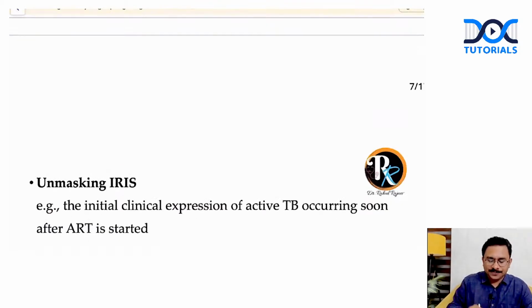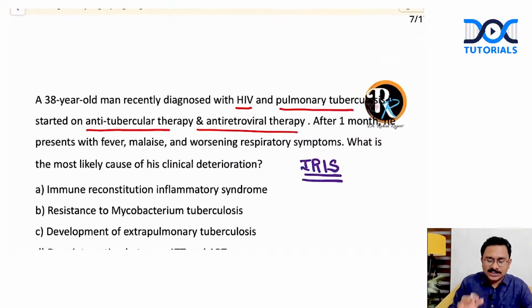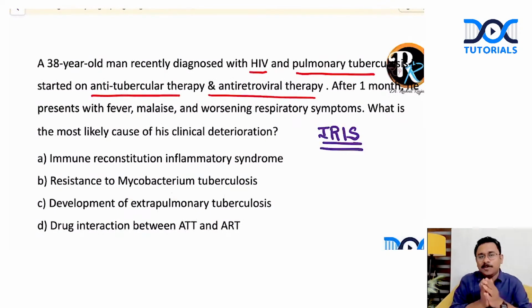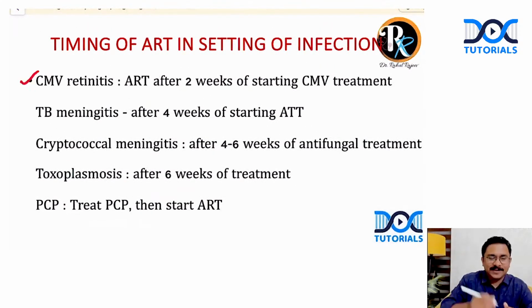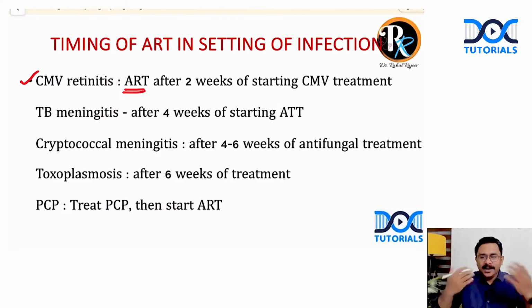Because of this, when you want to start antiretroviral therapy, especially in a patient who is already having an opportunistic infection, you will first start the treatment for the infection, and only after a small time gap you will start the antiretroviral therapy. For example, if the patient is having CMV retinitis, you will start ART only after 2 weeks of starting CMV treatment. Because if you start ART along with the CMV treatment, when there is a sudden increase in CD4 count, this will go and attack the eyes. So that is not good for the body.